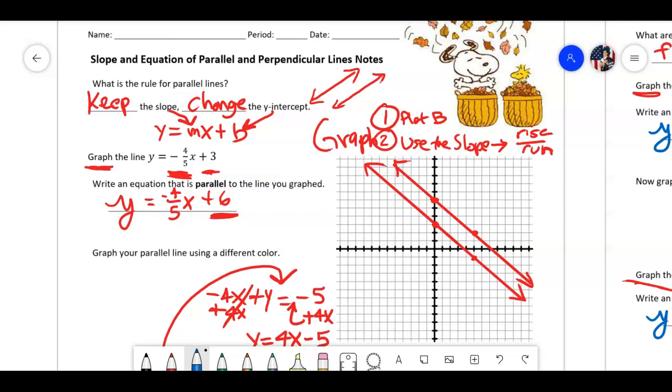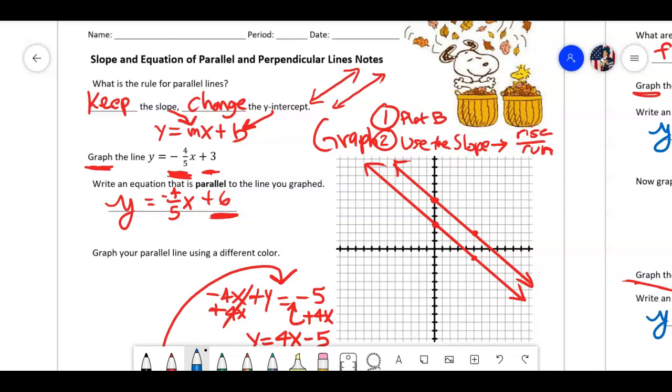When you graph, what do you graph first? Mx plus b. The m or the b, which one? The b, the y-intercept, okay? And then you use the slope, 5 over 1. This is a perfect example of how you do this. I plot the 3 first, right there, and then I do what? Down 4 over 5. Negative means down. You always run to the right.